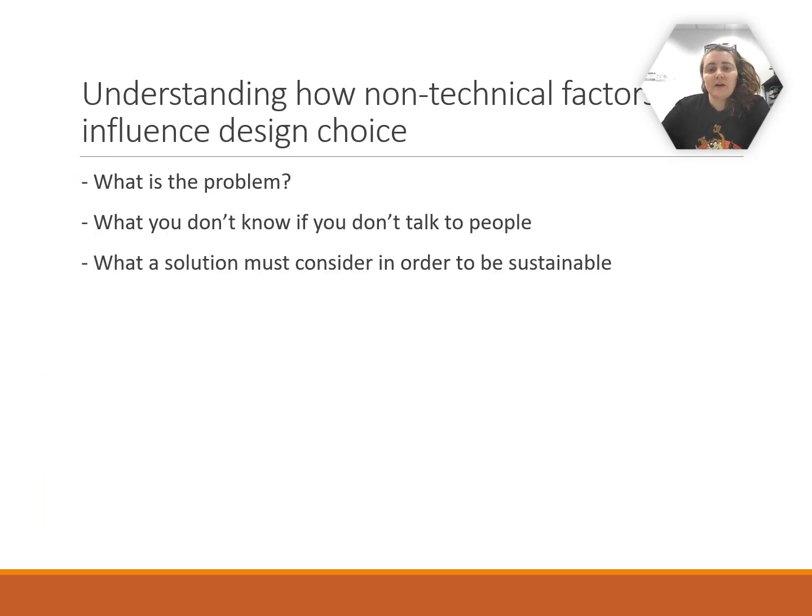So, understanding how non-technical factors influence design choice is really critical. The next couple examples are going to look at what's the problem, and then what are the things that you don't know if you don't talk to people. Talking to people and talking to communities is so critical. And then we're also going to look at what a solution must consider in order for that solution to be sustainable. So these are kind of how our next examples are going to be structured.